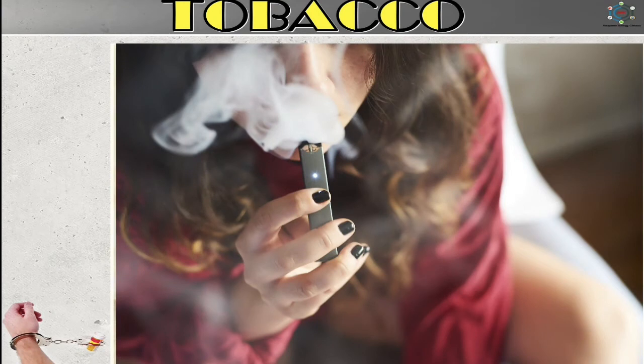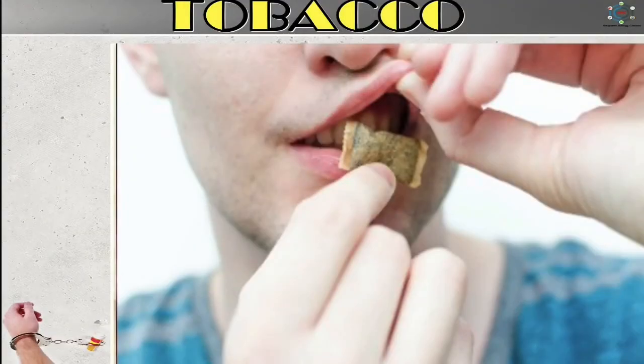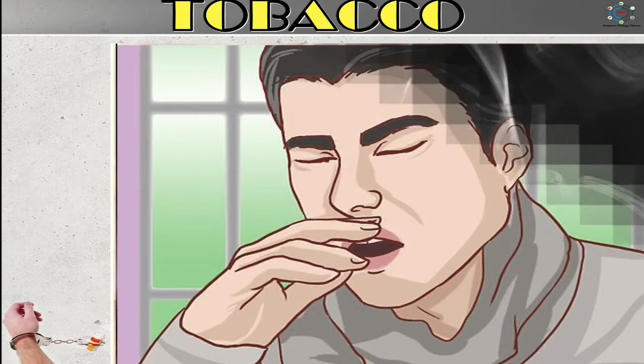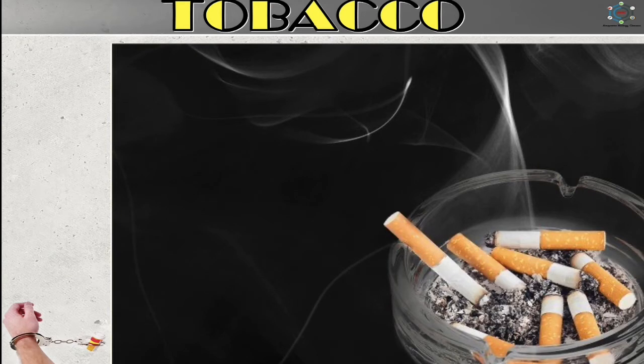Now, modes of use of tobacco. Tobacco is used for smoking, chewing, and snuffing. Its main stimulating component is a poisonous volatile alkaloid, nicotine, which causes addiction. Nicotine synthesis occurs in the roots of the plant but it is stored in the leaves. The leaves contain 2 to 8% nicotine.